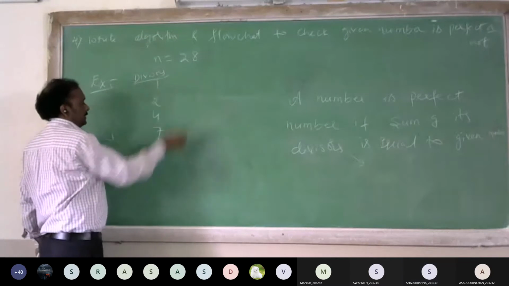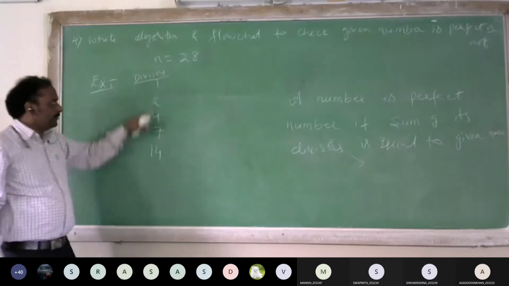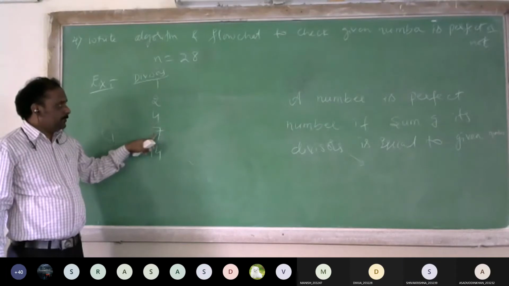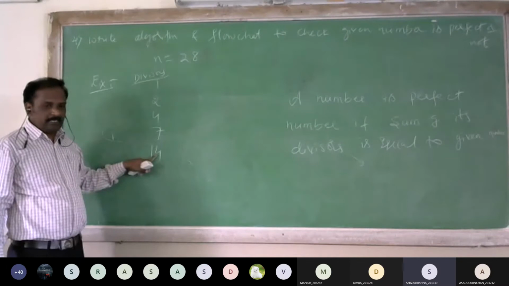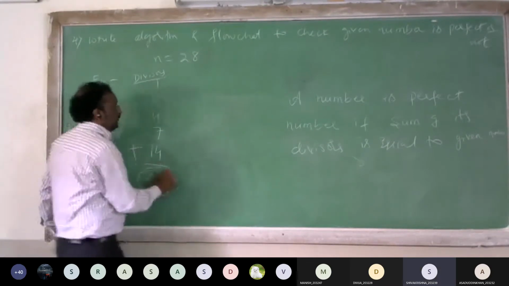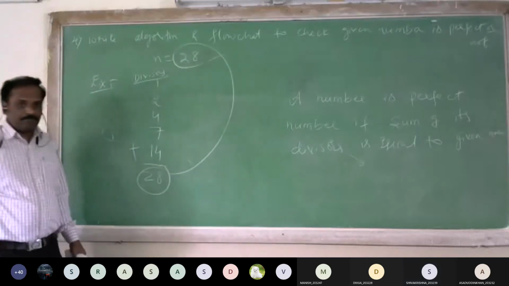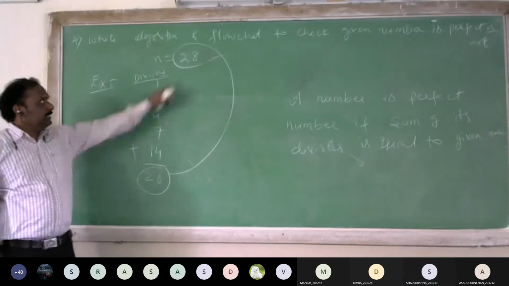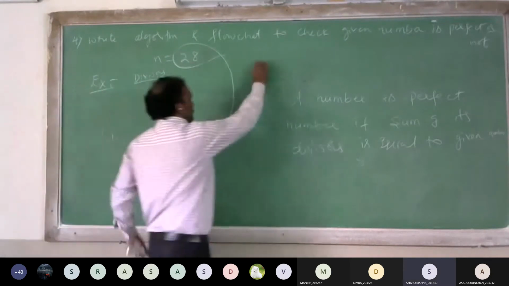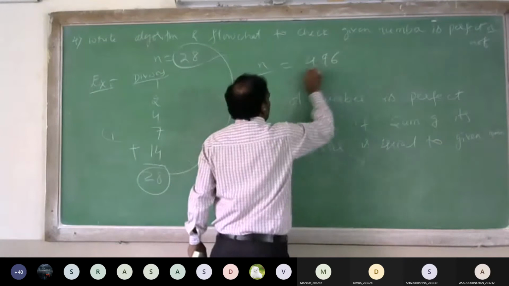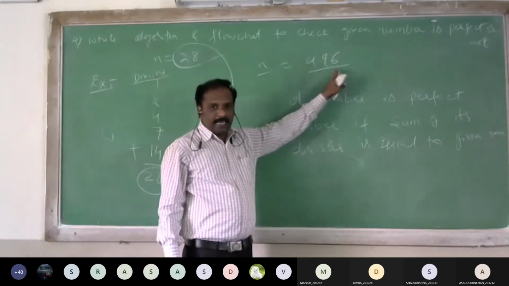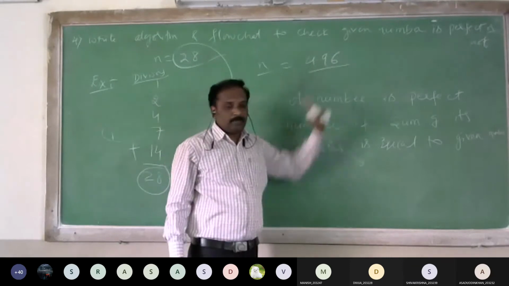Now you add 1 plus 2 is 3, plus 4 is 7, plus 7 is 14, plus 14 is 28. So the sum is 28. If the sum is equal to the given number, then we say that this number 28 is a perfect number. Now the next number, n is equal to 496. At home, you try to find the divisors of this. Add those divisors and check whether 496 is perfect or not.